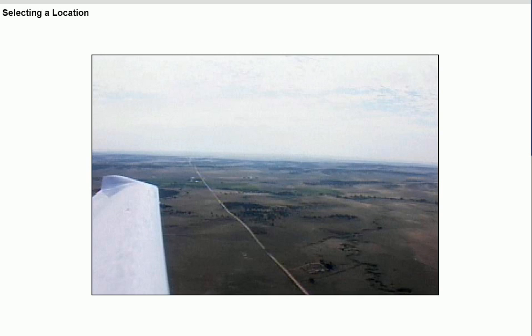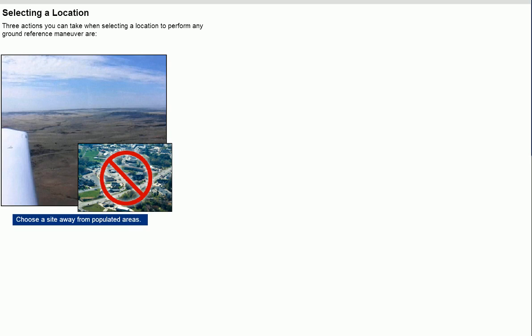You will learn how to select features for your ground reference based on the specific maneuver you're practicing. However, 3 actions you can take when selecting a location to perform any ground reference maneuver are: choose a site away from populated areas. It is against regulations to fly at low altitudes over congested areas, and it leaves you with little options in the event of an emergency.